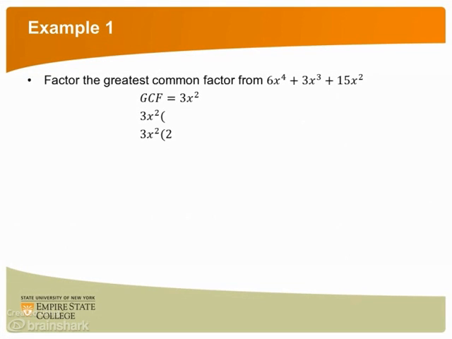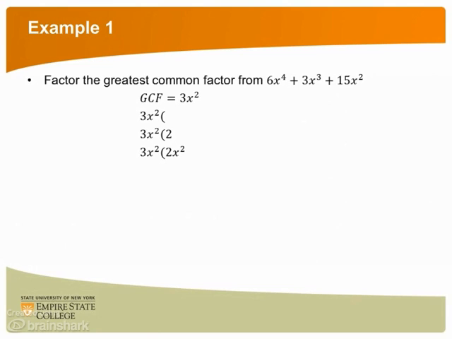Now we start to find what is multiplied by the 3x squared to get the original polynomial of 6x to the fourth plus 3x to the third plus 15x squared. Dividing the numerical part into the first coefficient, we realize 3 divides into 6 2 times. For the variable part, we originally had x to the fourth power, but we divided out x squared. So we removed 2 x's, and we are left with x squared inside the parentheses.